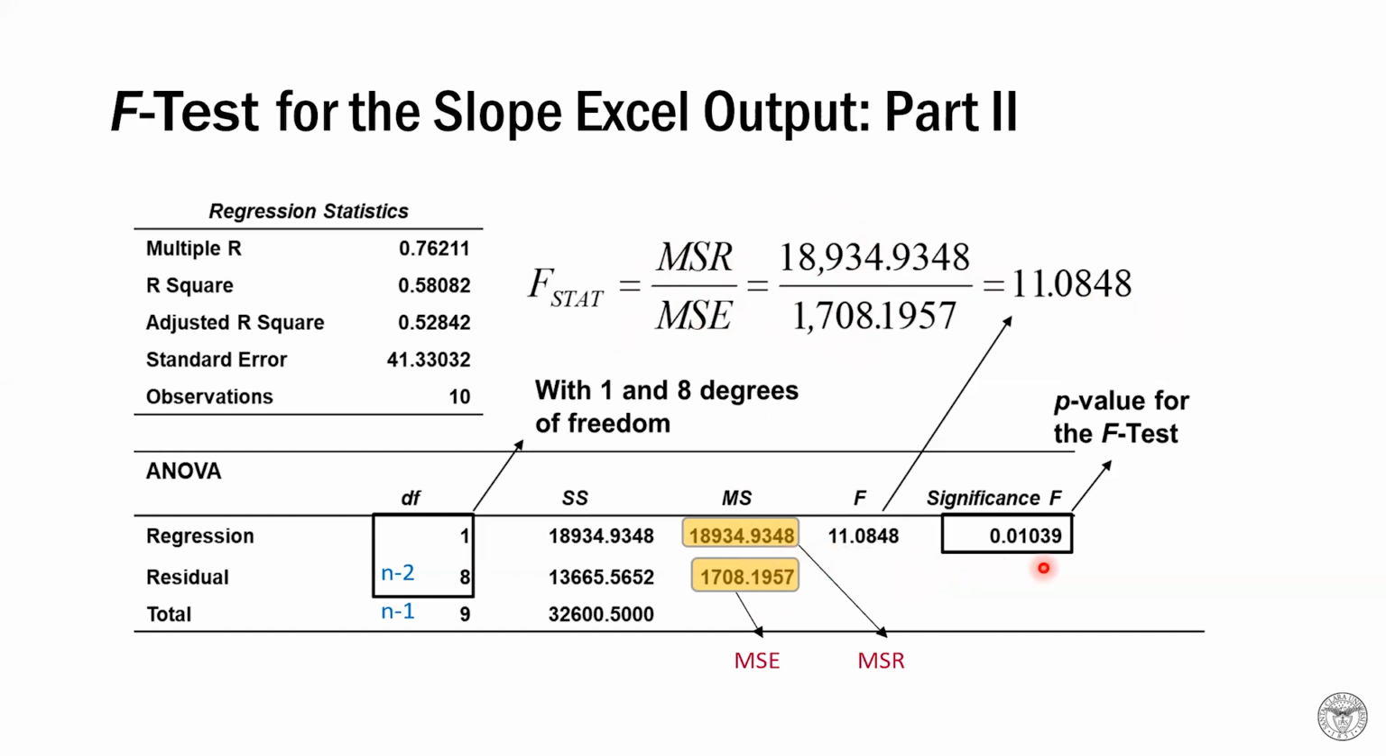The p-value for the f-test is given by 0.01039, which is the same as that in the t-test. So we obtain the same conclusion because we have only one independent variable. When there are multiple independent variables, the p-value for the f-test is usually different from that of any specific t-test.